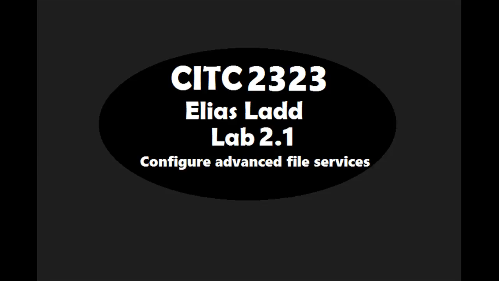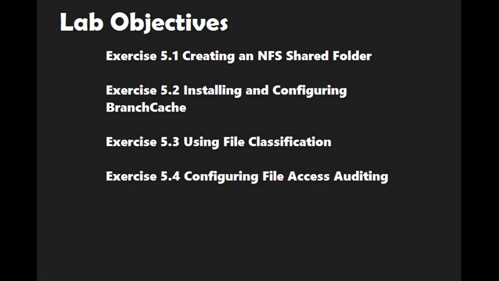This is CITC 2323 for Lab 2.1, configuring advanced file services. For this lab, we'll be doing exercise 5.1, creating a NFS shared folder. For exercise 5.2, we'll be installing and configuring BranchCache. For exercise 5.3, we'll be using file classification. And for 5.4, we'll be configuring file access auditing.